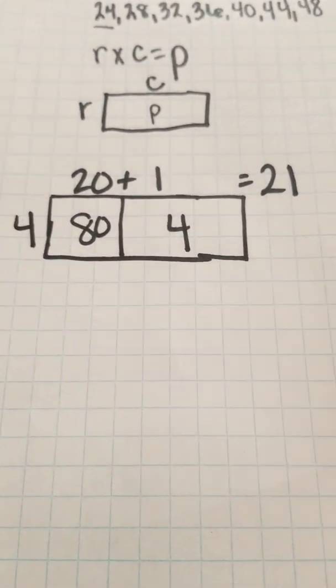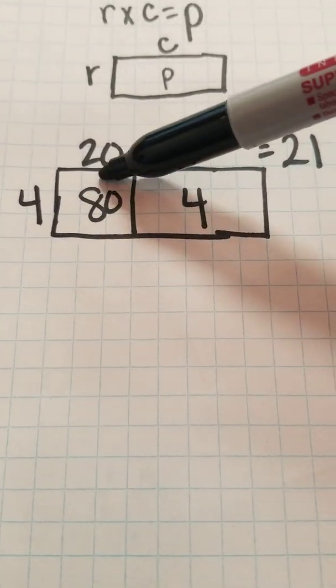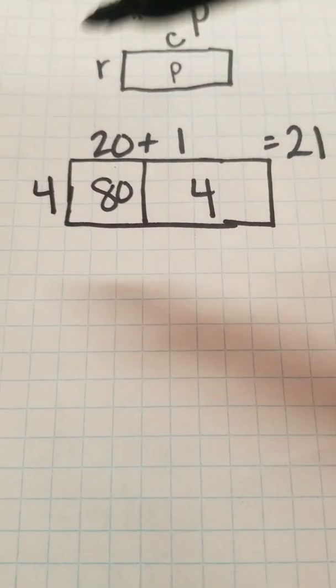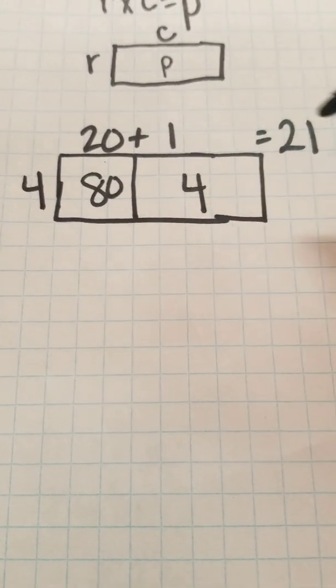Okay, if you look here, here are some other examples of ways that you could have done the same problem. You could have used 80 and 4, broke it apart that way. That's actually the expanded form of the number. 4 goes into 80 20 times. 4 into 4 1 time. 21.